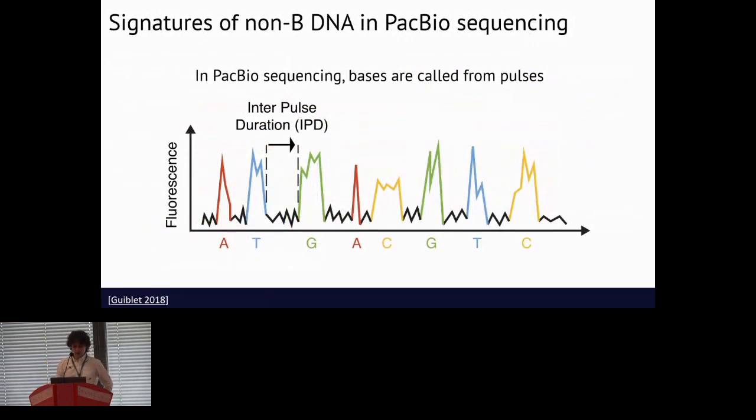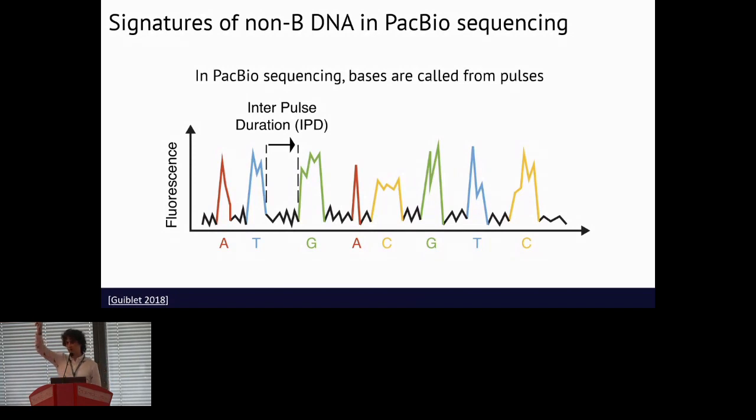There was a landmark study in 2018. Oh, geez, Guiblet, I apologize for pronouncing that wrong, assuming that's a French last name. In 2018, they associated polymerase speed in PacBio sequencing with non-B motif windows. The idea is that if polymerase is slowing down, maybe this has something to do with there being an unusual structure in that location.